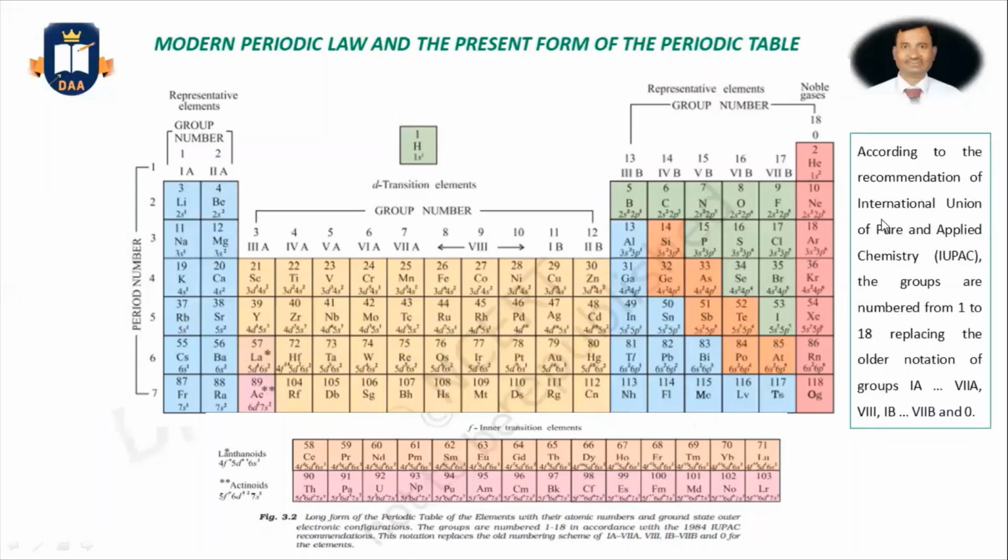According to the recommendation of IUPAC, the groups are numbered from 1 to 18. You can see 1, 2, 3, 4, 5, 6, 7, 8, 9, 10, 11, 12, 13, 14, 15, 16, 17, 18. This numbering replaced the older notation, that means 1A, 2A, 3A, 4A, 5A, 6A. The old notation is replaced by the numbers of groups from 1 to 18.